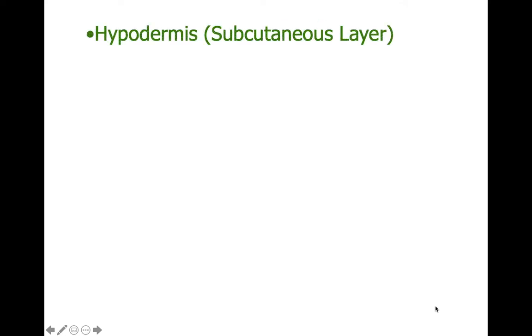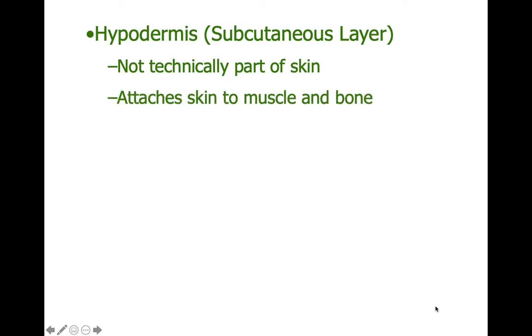Deep to that is the hypodermis, or the subcutaneous level. Hypo means below. So epi is above the dermis, then we have the dermis, and then we have the hypodermis, which is below the dermis. It's not technically part of the skin, and you might think, well, then why are we talking about it? Because it has a very, very important function when we talk about the skin, and that is to keep the skin on your body, to attach that skin to the underlying tissue of muscle and bone.